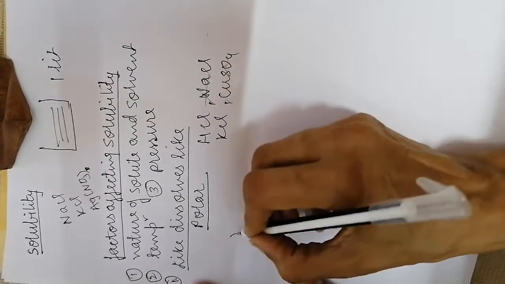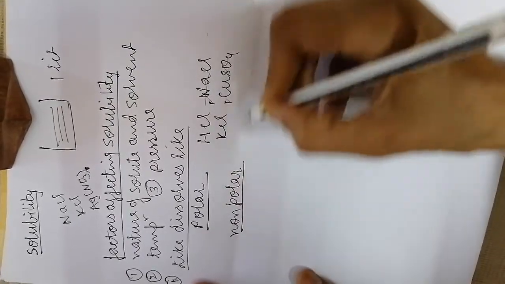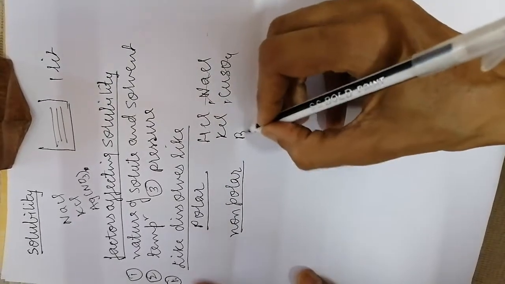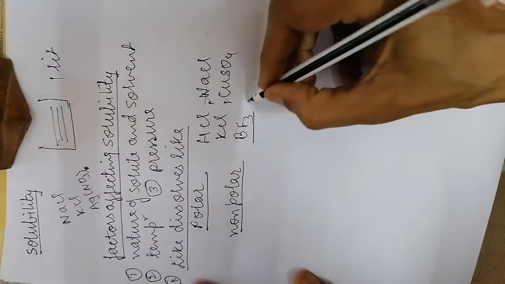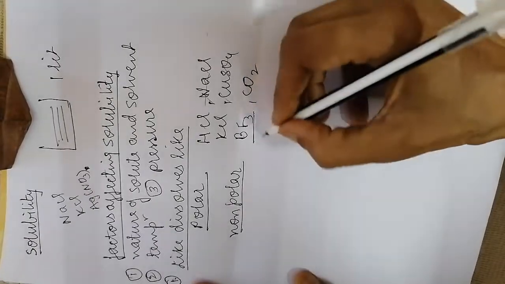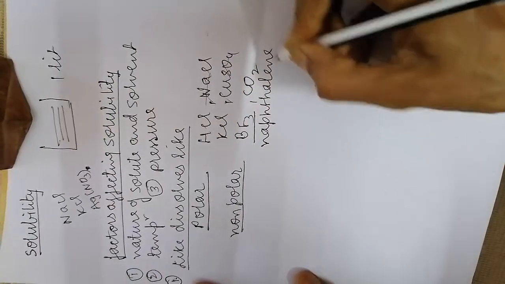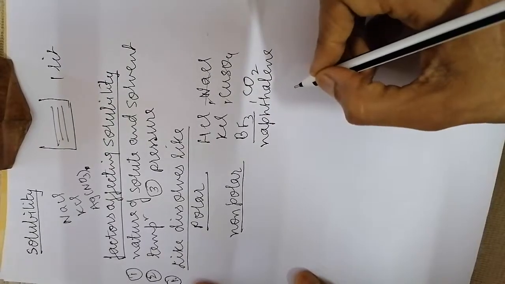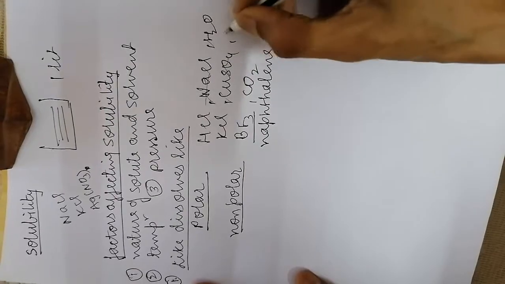Which solutes are called non-polar solutes? Non-polar includes BF3, because its total dipole moment is 0, so it is non-polar. Carbon dioxide, we can say that it is non-polar. Then naphthalene, all organic compounds, naphthalene, toluene, they all are non-polar. Water is polar. Ethanol is polar.